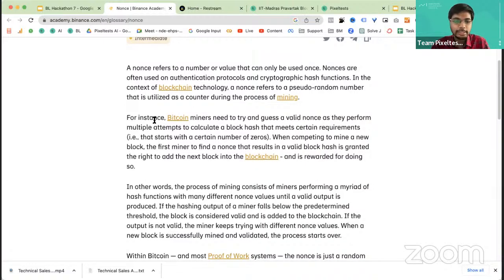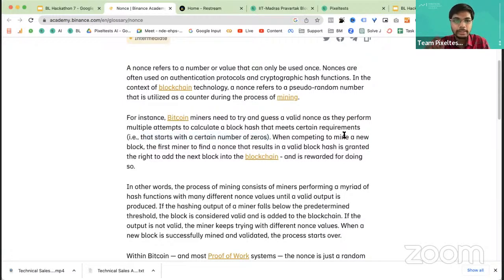For instance, Bitcoin miners need to try and guess a valid nonce as they perform multiple attempts to calculate a block hash, or the hash of the message in our example, that meets certain requirements. What are our requirements? It should be less than the set threshold value, so that it starts with a certain number of zeros, right? We're also going to understand that.